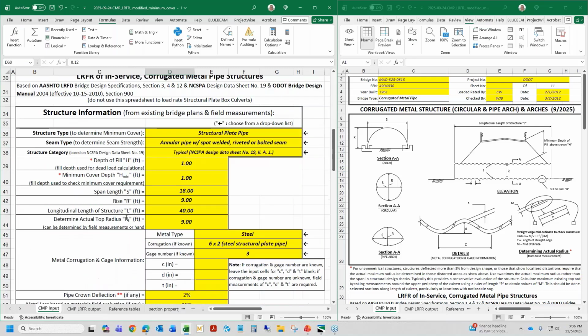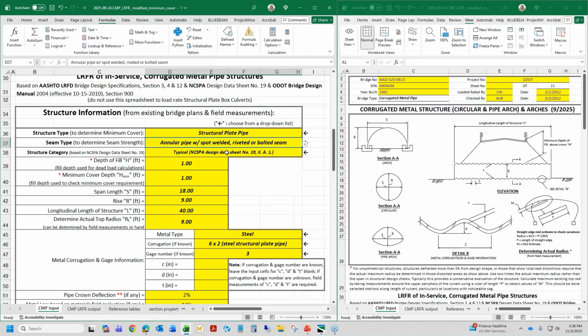So in this particular structure, as we discussed, it's a structural plate. It has bolted seams. If you go to your drop-down box, you can do a corrugated metal, spiral rib metal, or structural plate pipe. In this particular case, since it's a structural plate pipe, it has bolted seams, but you could also go to helical pipe with lock seams if you wanted to.